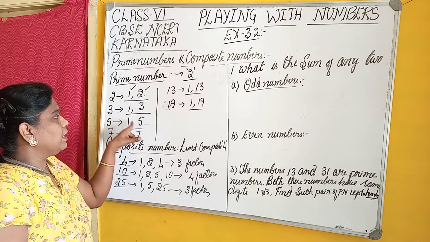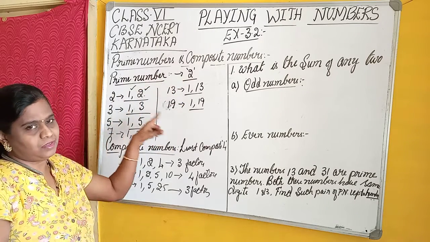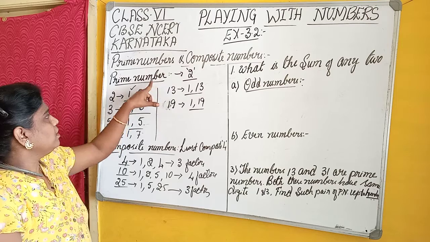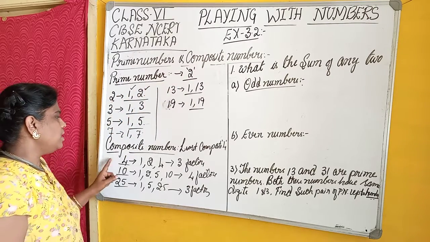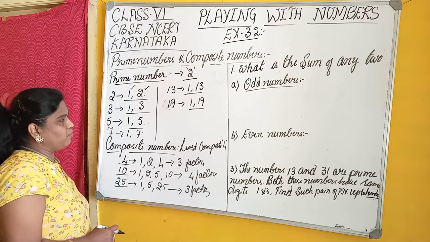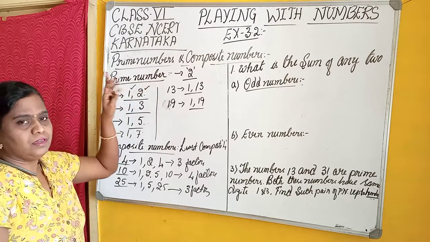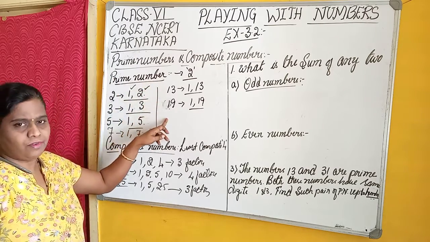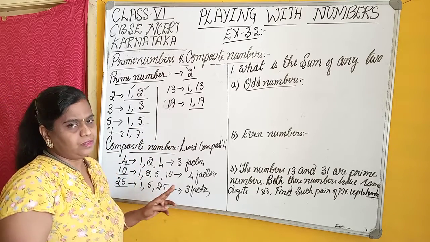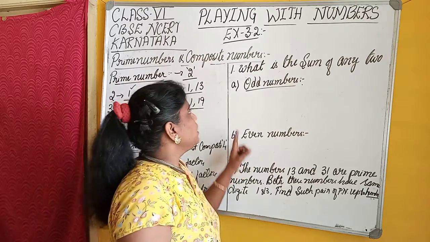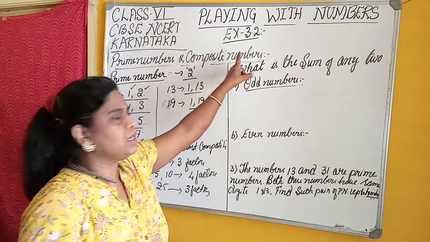Here, other than 1, we have to consider. Okay, students, here the least prime number is 2 and the least composite number is 4. A prime number has only 2 factors. A composite number has more than 2 factors. Now let us come to exercise 3.2.